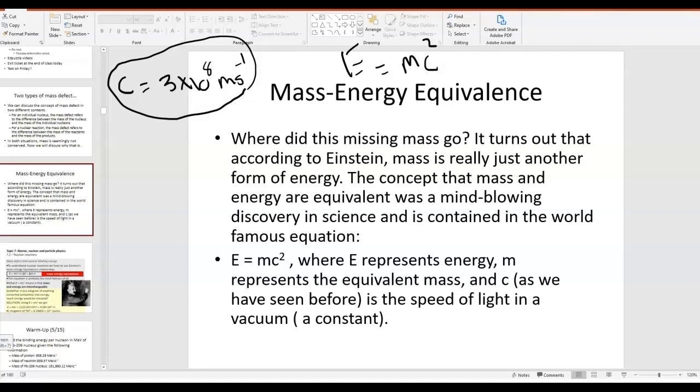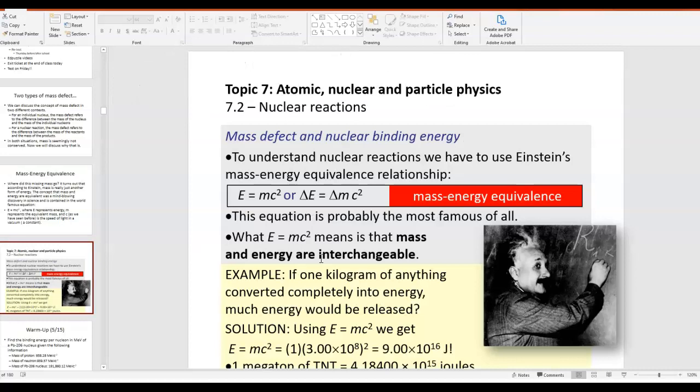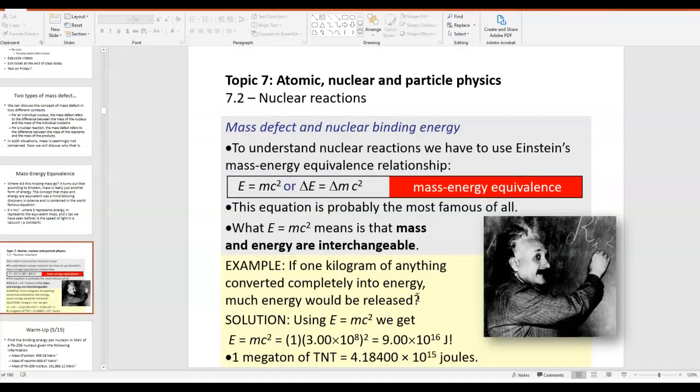All right, pause there if you need to add that to your notes. Make sure you have that equation down. This is basically the calculation we talked about before. If you took 1 kilogram of any type of mass and converted it to pure energy, how much energy would that be worth? Well, if you just plug in 1 kilogram for mass and c squared, you get that number I said before, 9 times 10 to the 16 joules.